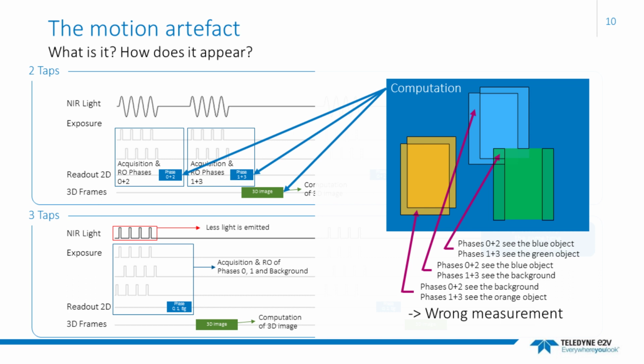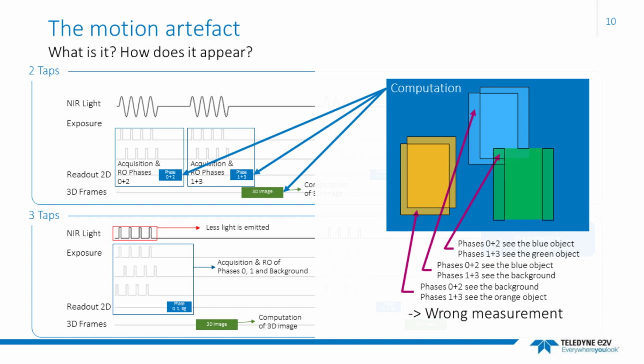Let's go into a bit more detail on how the image is captured with one of the cameras on the market, using a continuous wave technique with a 4 phases algorithm and a 2-tap sensor. First, the sensor does the acquisition and the readout of the phases 0 and 2. In a second time, it does the acquisition and the readout of the phases 1 and 3. Then the computation of the 3D image.